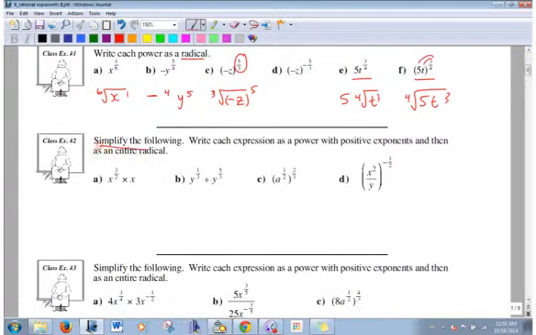Okay? Simplify. Write each expression as a power with a positive exponent, then as an entire radical. Okay, I got like 3 things to do here. Start with that. This was a power, and I made it a radical. Can I go backwards and make this radical a power? Sure. Okay, that's all we're doing. But first, what radical do I make that?